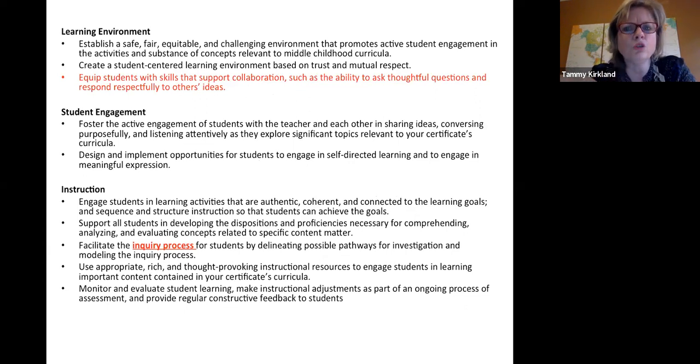Look at this, based on trust and mutual respect. And then look at this, equip students with skills to support collaboration, the ability to ask thoughtful questions and respond respectfully to each other. So remember that part of this component's name is learning environment. So that's why we suggest you have a goal, maybe to help develop collaboration or respect for different ideas in it. Student engagement, and you know, we want more than just a worksheet.